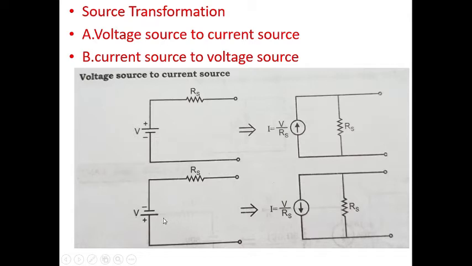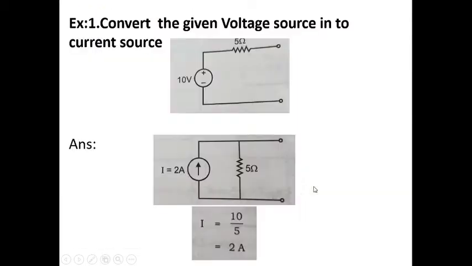So here you can see this is negative and positive. So here again the series resistance. Here I is equal to V by Rs, where V is this and Rs is this. Here the direction of the arrow is downwards, since it is negative and positive. So again it will be a parallel resistance. So the current source will be given with a parallel resistance.